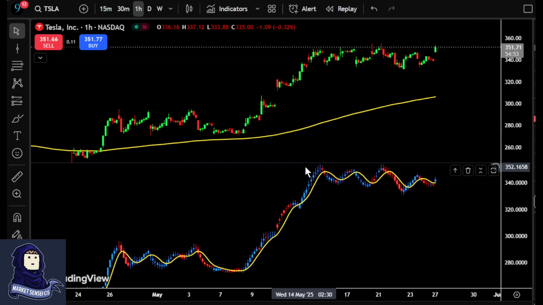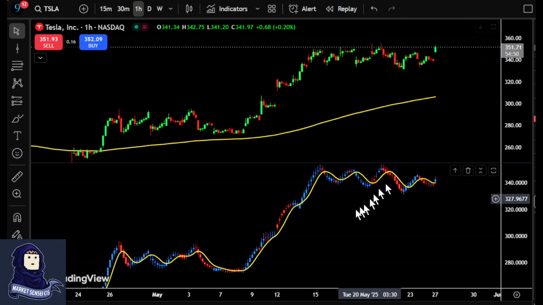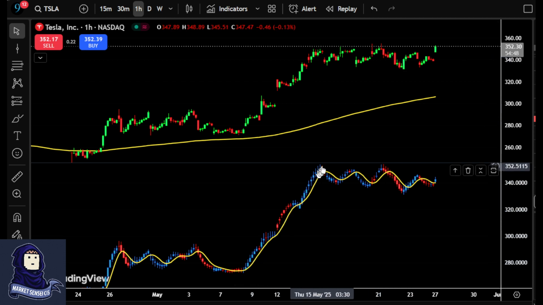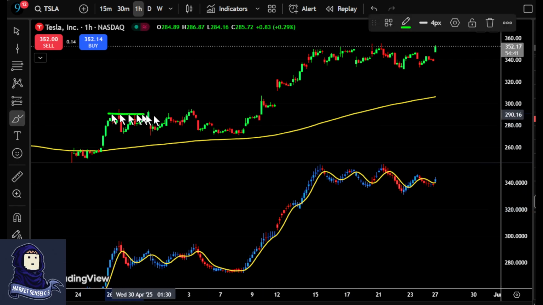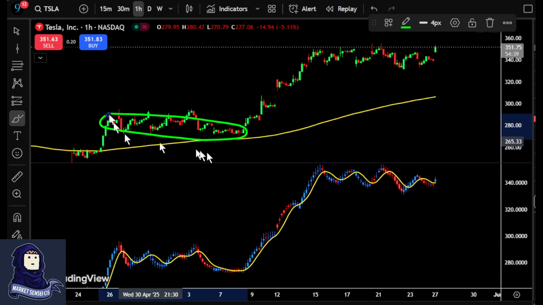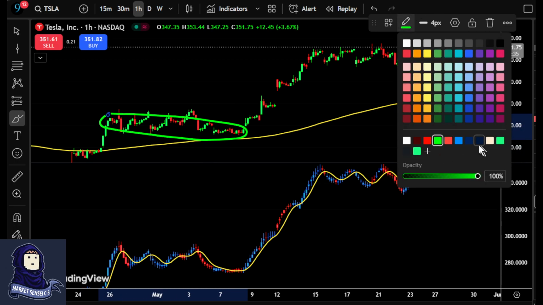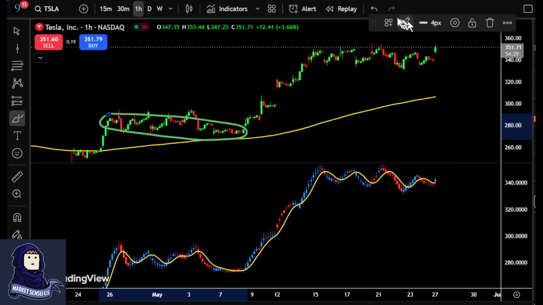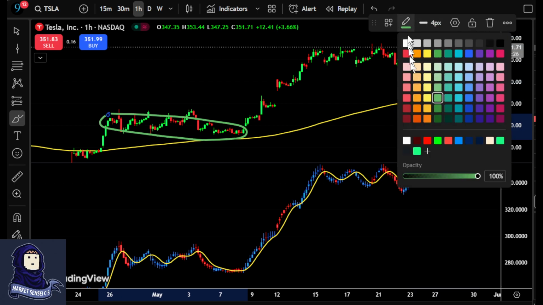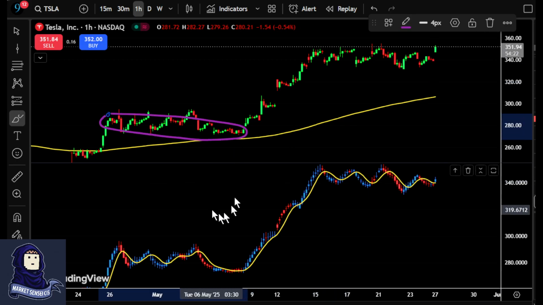Which one do you think shows the consolidation and the move upwards, the trend, better in your opinion? I think we should change this color. Let's change it to something green, lighter green. Okay. Oh, what? Let's just put it purple. Purple. Let's do it purple.